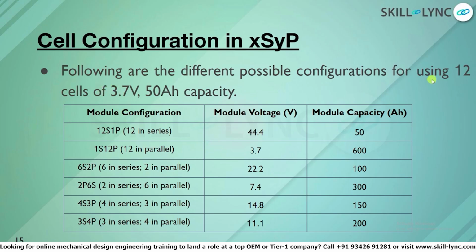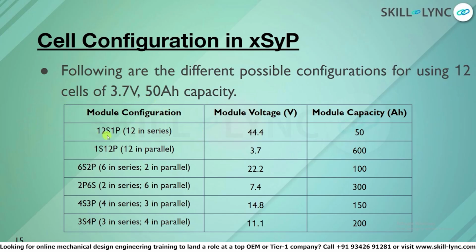Now we have a cell configuration slide where we have 12 cells in a module, with 3.7 volts and 50 Ah capacity per cell. With these 12 cells, different series and parallel configurations can be formed, like 12S1P, 1S12P, 6S2P, 2P6S, and so on. So what does this mean? If we refer to the basic formula of Ohm's law, V is equal to IR, if we connect n number of cells in series, the voltage adds up. If we connect the same n number of cells in parallel, the capacity builds up. So we are following the same principle here.